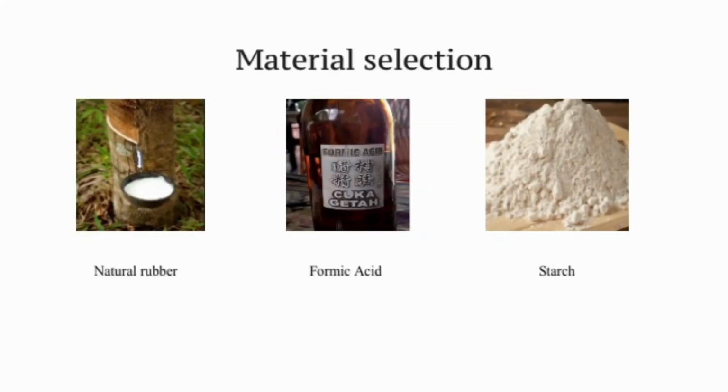This is my material selection, three types of material selection, which is natural rubber is the main material, formic acid, and starch.